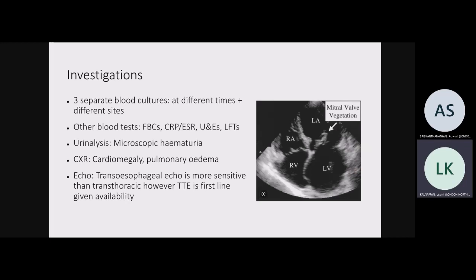identify if someone's got IE, and preferably a TOE, but most centers can't go straight to doing a TOE unless it's a specialist cardiac center. So TOE being transesophageal. First line tends to be transthoracic, and then you move on to transesophageal if need be. So this is the Duke's criteria.